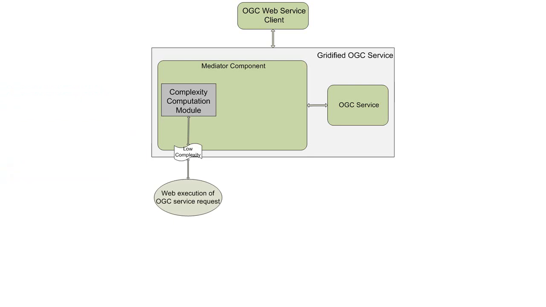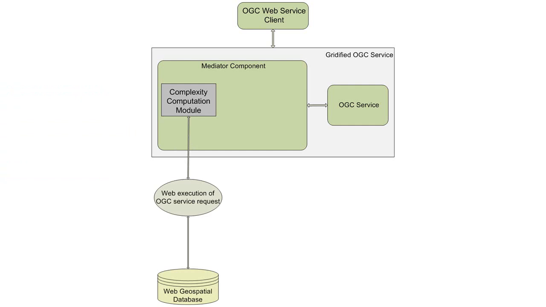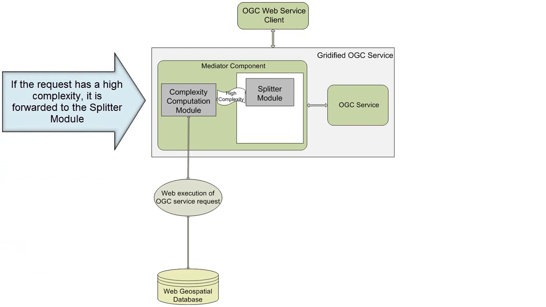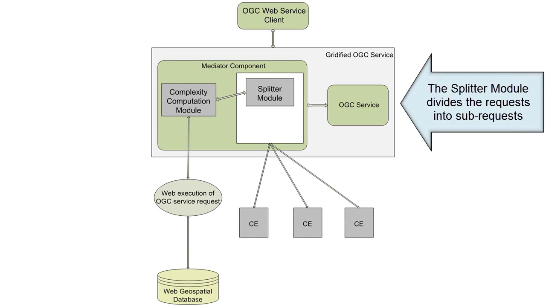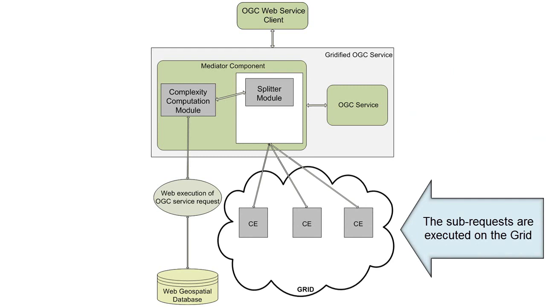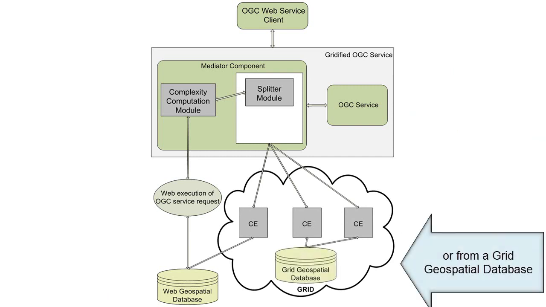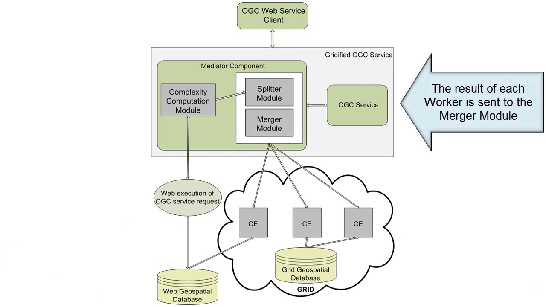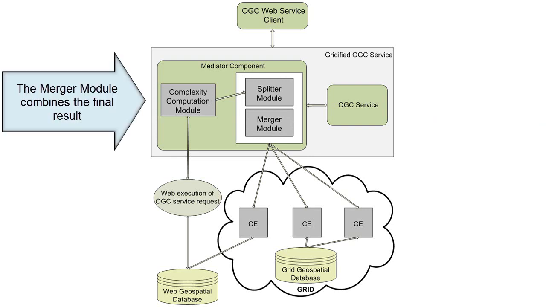If the request has a low complexity, it is executed over the web and the data is retrieved from a web geospatial database. If the request has a high complexity, it is sent to the splitter module, which will divide the request into sub-requests and send them to be executed over the grid. In this case, the data can be retrieved either from a web geospatial database, or from a grid geospatial database. The results of the workers are collected and merged by the merger module.